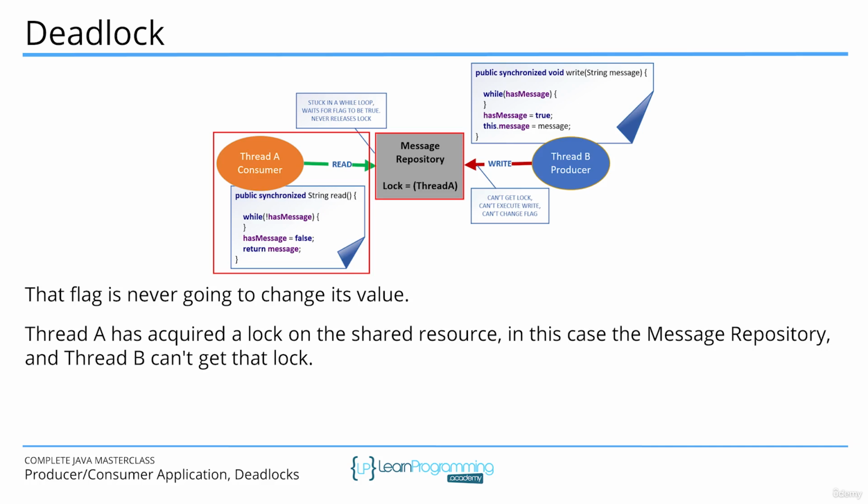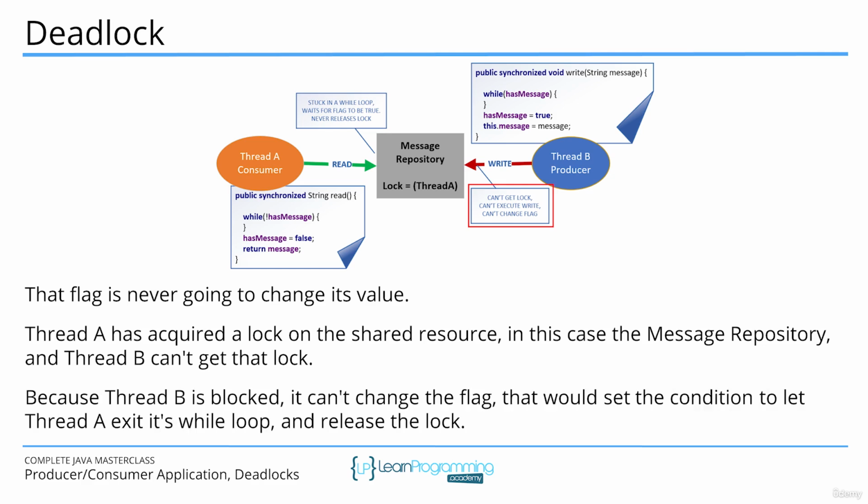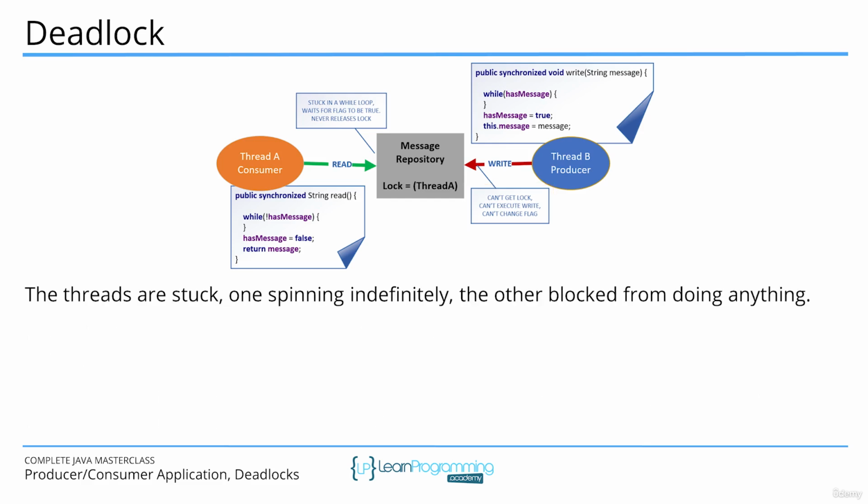Thread A has acquired a lock on the shared resource, in this case the message repository, and thread B can't get that lock, so it's blocked. Because thread B is blocked, it can't change the flag that would set the condition to let thread A exit its while loop and release the lock. The threads are stuck, one spinning indefinitely, the other blocked from doing anything. This is a classic deadlock situation, and the resolution isn't always pretty. In this case, I have to shut down the application or kill it manually.